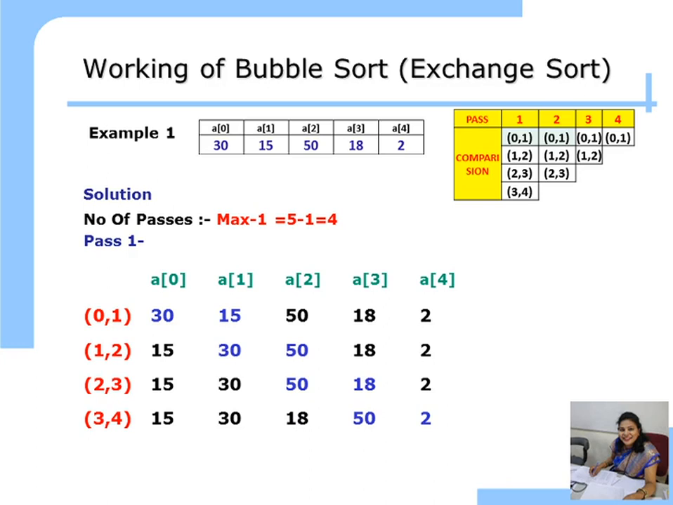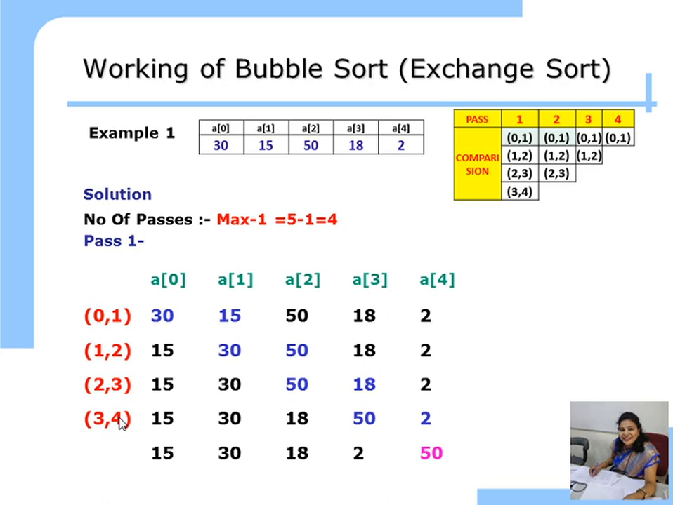Now the next comparison is between 3 and 4. What is present at the third location? 50. What is present at the fourth location? 2. Is the third location element greater than the fourth location element? Is 50 greater than 2? Yes, it is. So we swap. After swapping we will get 15, 30, 18, 2 and 50. As I told you, all 4 comparisons are over. So pass 1 is completed.